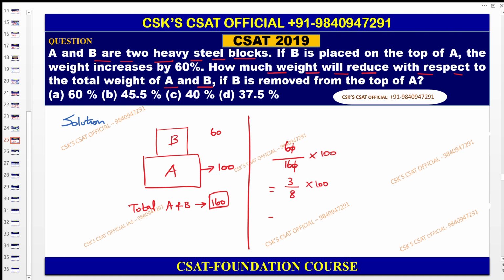You know the basic percentage you have calculated. What is 3 by 8? In the foundation class I taught you. What is 1 by 8? First of all, you people tell me. 1 by 8 is equal to 12.5%. Then 3 by 8 is equal to 37.5%. So you learned this in your foundation, right? Fine.